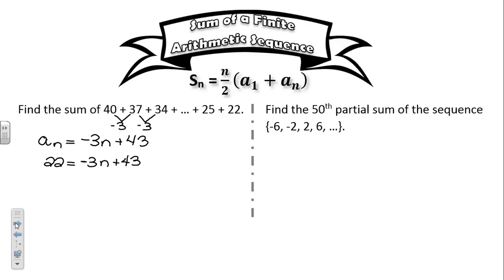When we take away 43 from 22, what do we get? Negative 21, right? So if a negative 21 equals negative 3n, we have how many terms? 7. 22 is our 7th term. Okay. Now we can apply our sum of 7 formula. The sum of 7 will be equal to 7 over 2 times the first term, which we knew to begin with, and the last term, which we knew to begin with. We just didn't know what n was.